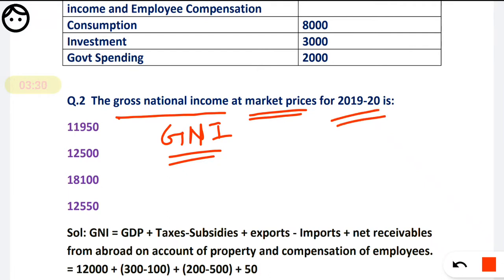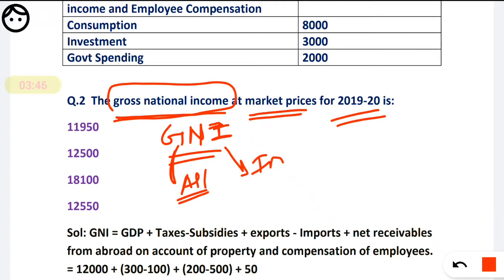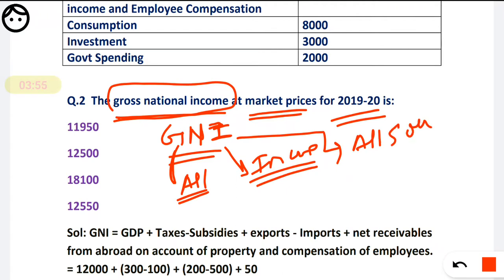So friends, basically they are asking the gross national income. Focus on the word gross. What do you mean by gross? Gross means we can say all. And income, we all know what income is. So basically the gross national income is the income from all sources. I am telling you a trick, right? From all sources we have to find the income.